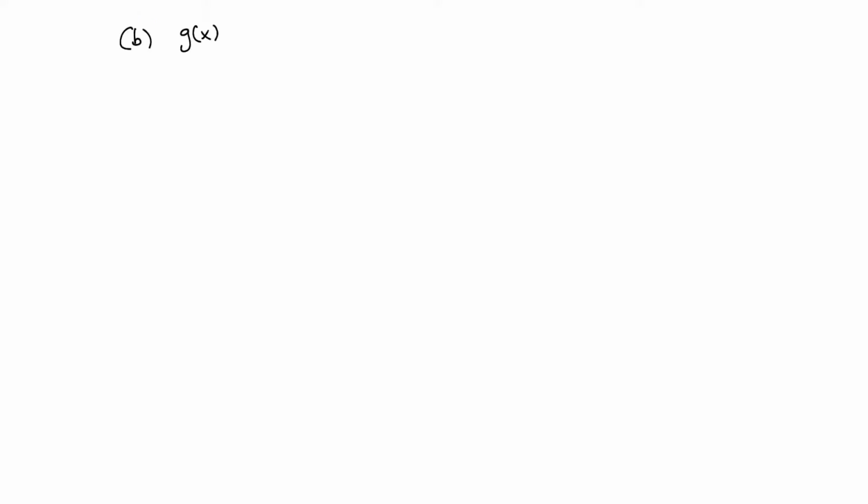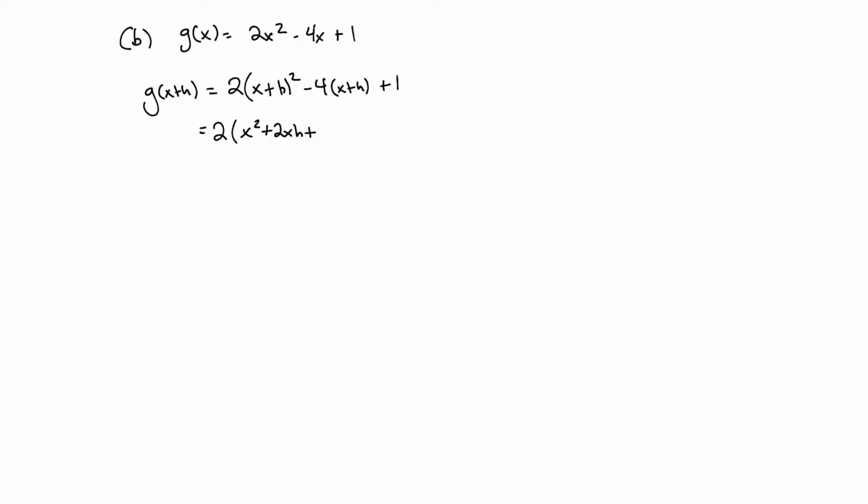We have g of x is equal to 2x squared minus 4x plus 1. So I'm just going to compute g of x plus h off on the side here. That's 2 times (x plus h) squared minus 4 times (x plus h) plus 1, which becomes 2 times (x squared plus 2xh plus h squared) minus 4x minus 4h plus 1, which will simplify to 2x squared plus 4xh plus 2h squared minus 4x minus 4h plus 1. And none of these things are like terms, so we can't combine anything here.